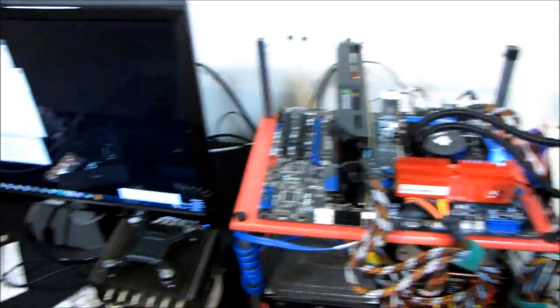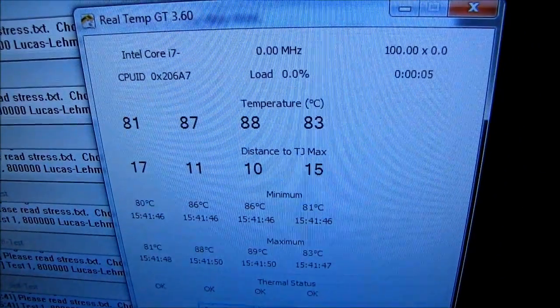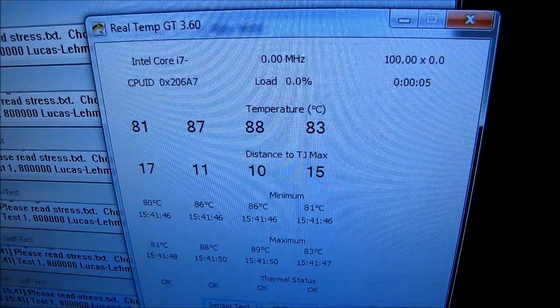All right, well, it looks like we've settled into a max temperature here. 88 degrees on the highest core, 81 degrees on the lowest core, running Prime95, 8 instances of small FFT.